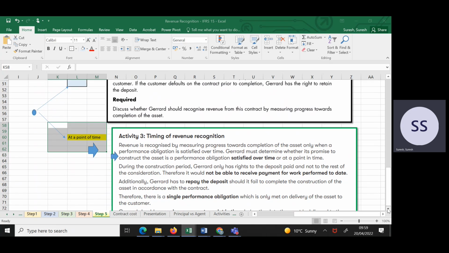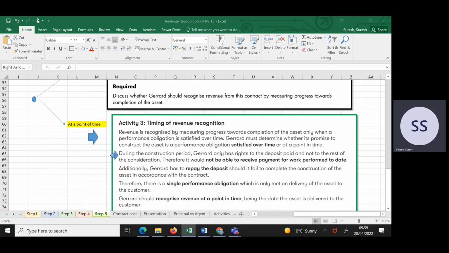That's our part here. So if we move on further, during the construction period, Gerard has a right to the deposit paid and not to the rest of the consideration. So while the work was going on, Gerard has no right.